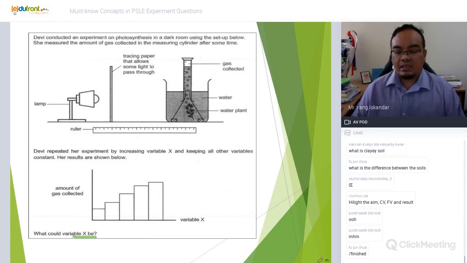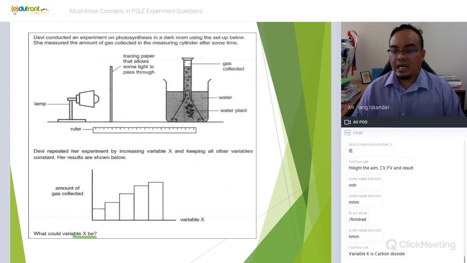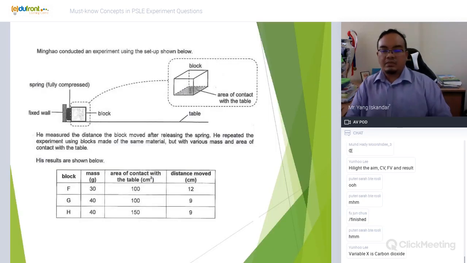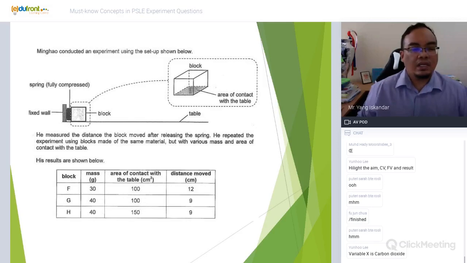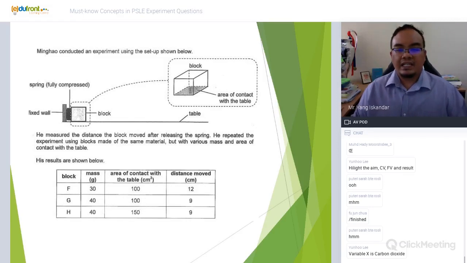Now let's take a look at other questions. This one is on the topic of forces. Have you all learned forces, the P6 students?